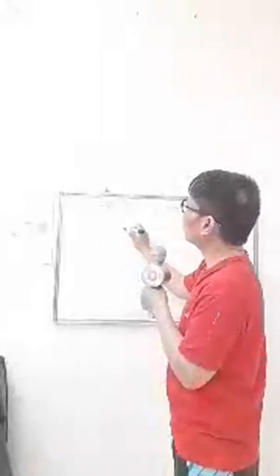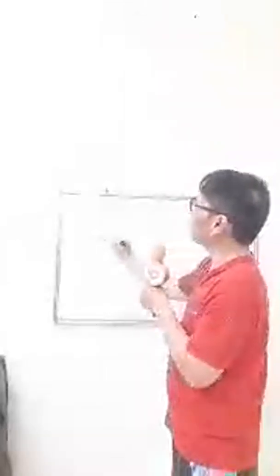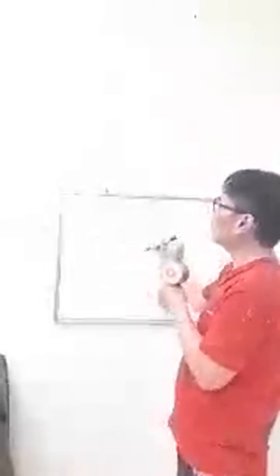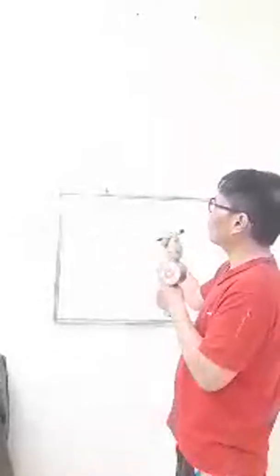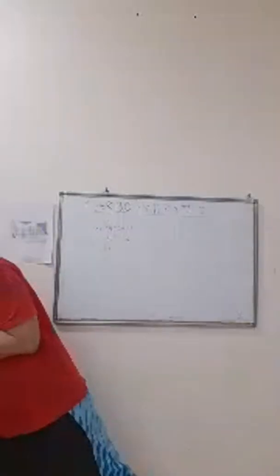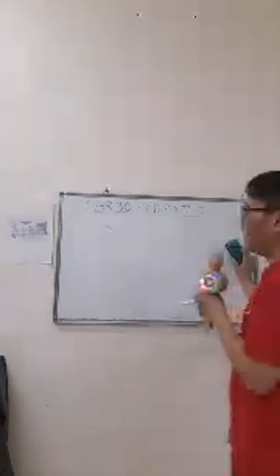CnH2n+2, okay, this is alkane. CnH2n-2 will be your triple bond, and CnH2n is your double bond. Okay, things like that. Copy? So, if you forgot the formula, then use this. Actually, you should remember only the number of carbon atoms, and memorize the sequencing.